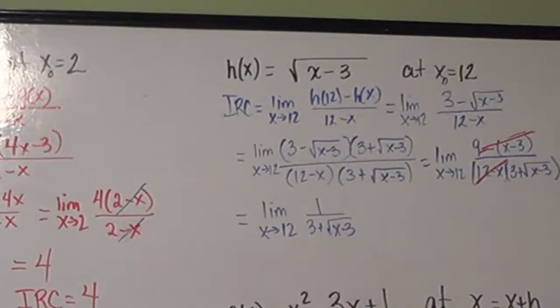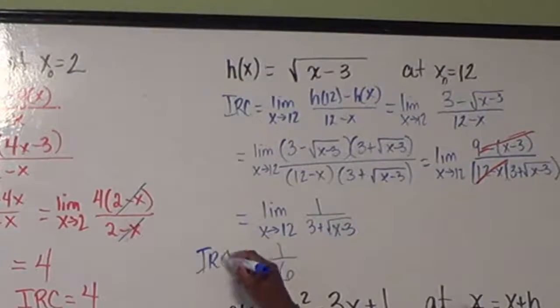Okay. Now taking the limit, because we can now plug in, again we'll see 12 minus 3 there gives us a 9, square root of 9 is 3. So we're looking at 1 over 3 plus 3, which is 1/6. There's our instantaneous rate of change for that particular function at x equals 12.